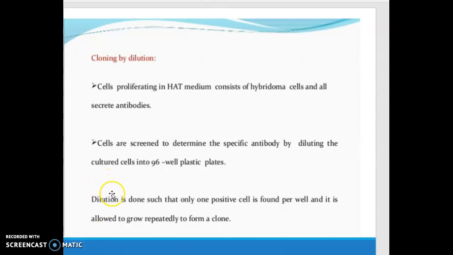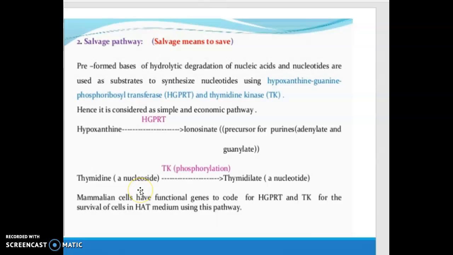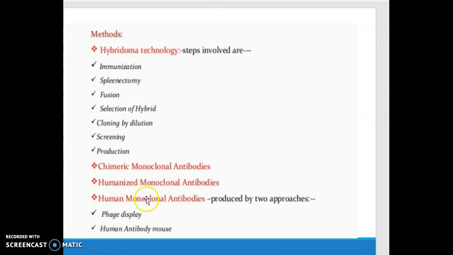Next are the applications. These applications of monoclonal antibody include synthesis of immunotoxin, then chimerized or humanized antibodies, and then bispecific antibodies.